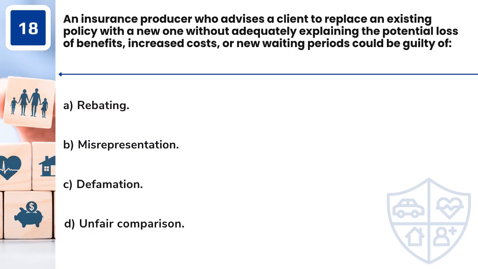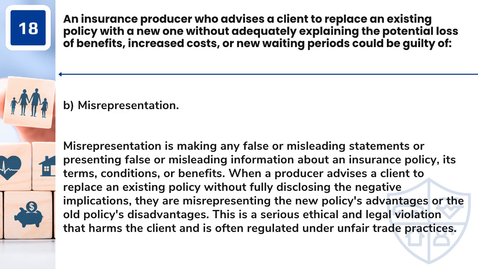Question 18. An insurance producer who advises a client to replace an existing policy with a new one without adequately explaining the potential loss of benefits, increased costs, or new waiting periods could be guilty of A. Rebating. B. Misrepresentation. C. Defamation. D. Unfair comparison. Answer: B. Misrepresentation.